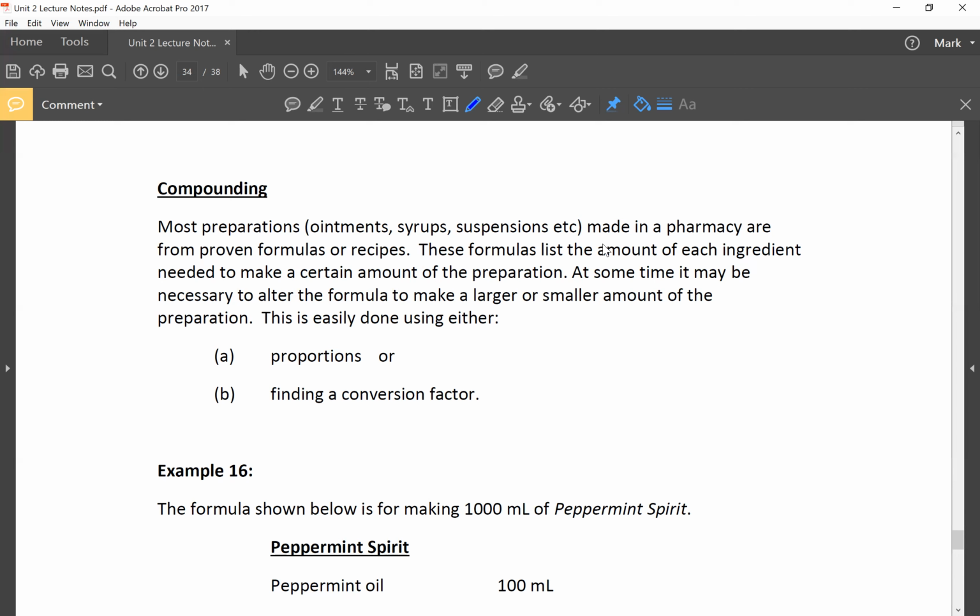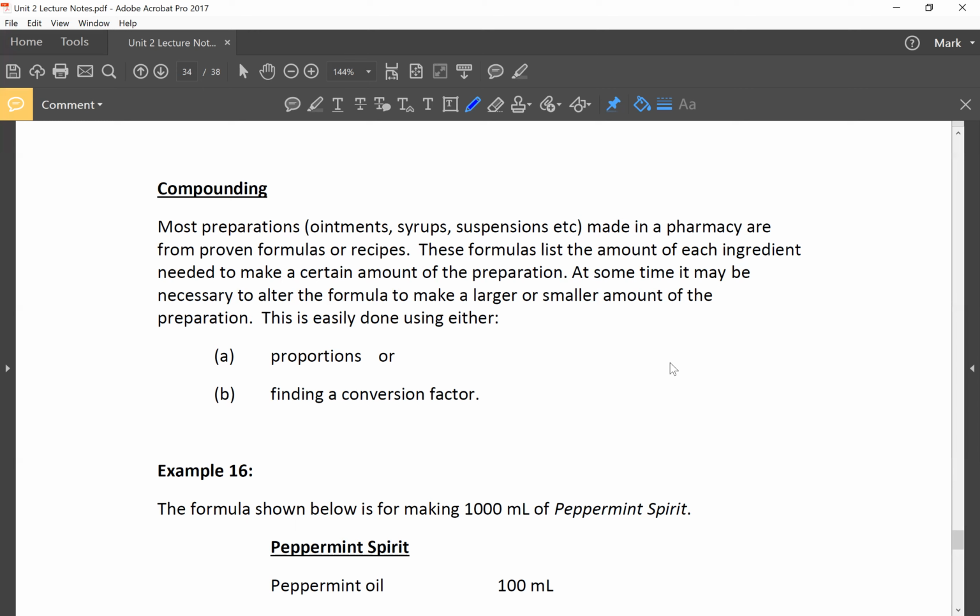In chemistry, we would say formula. In cooking, we would say a recipe. And really the difference between this topic, making something like an ointment or syrup, and cooking a cake, there's not much difference. The formulas list the amount of each ingredient that you need to make a certain amount of the preparation. It's literally like a recipe. So if any of you have ever cooked and followed a recipe, this is what it is. 2 cups of flour, 1 cup of sugar, 1 egg, that's a recipe. This is the same thing.